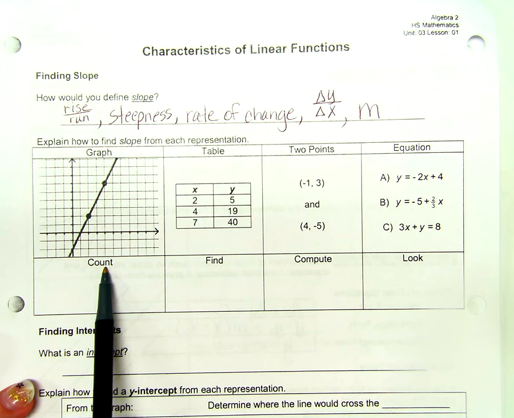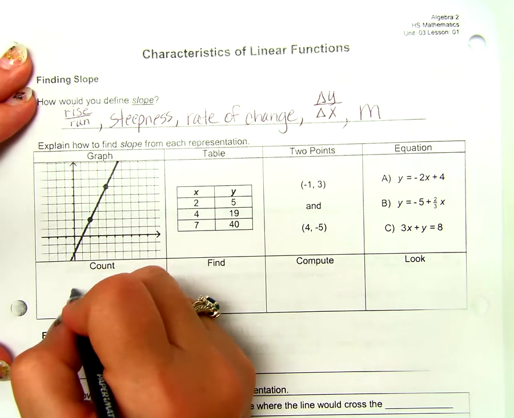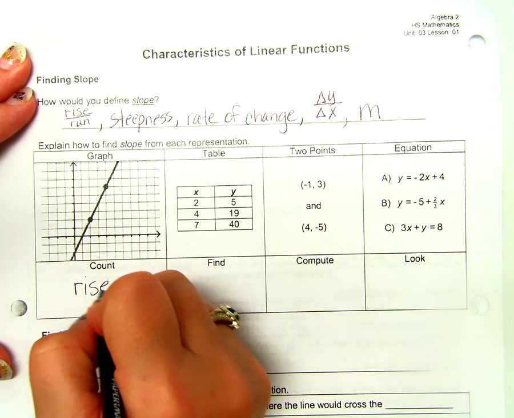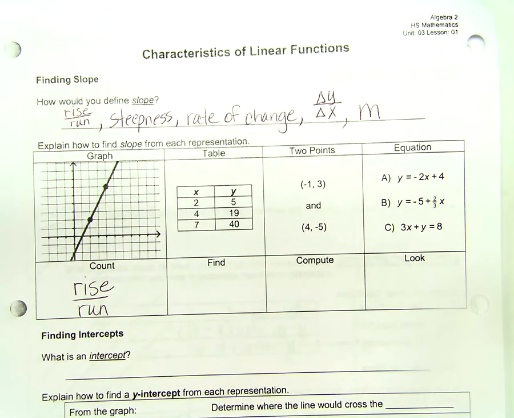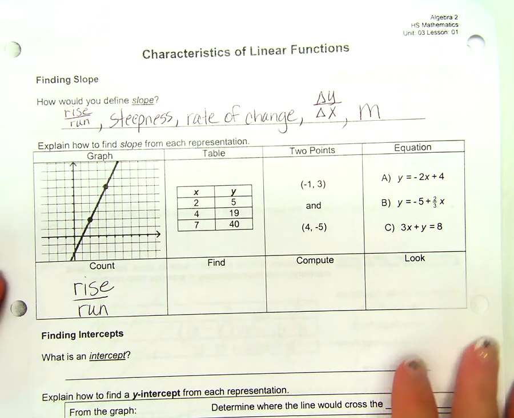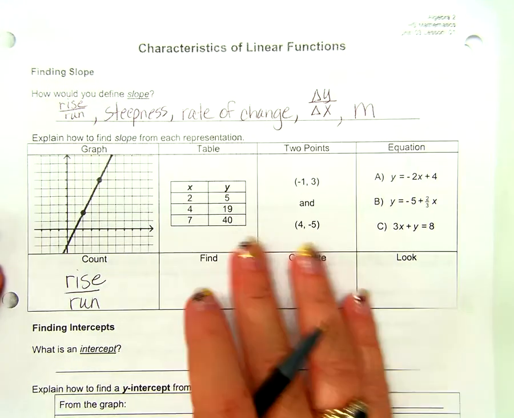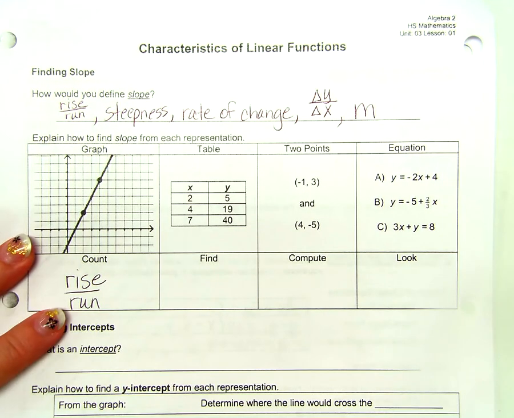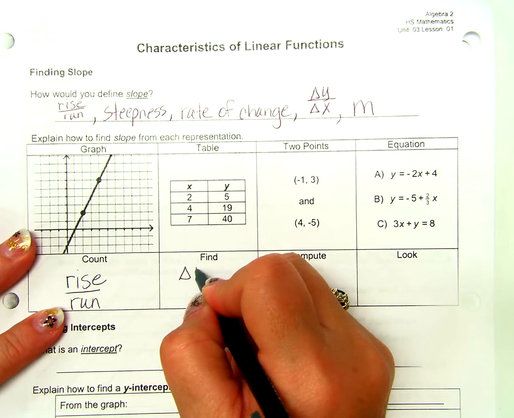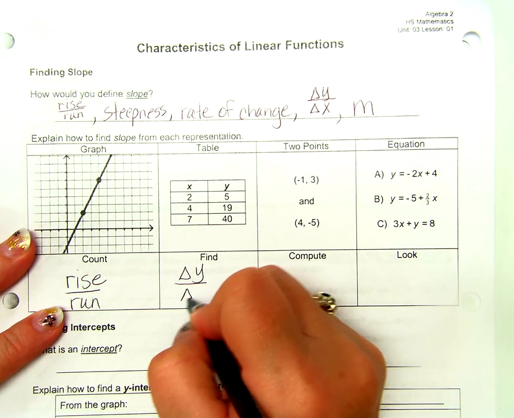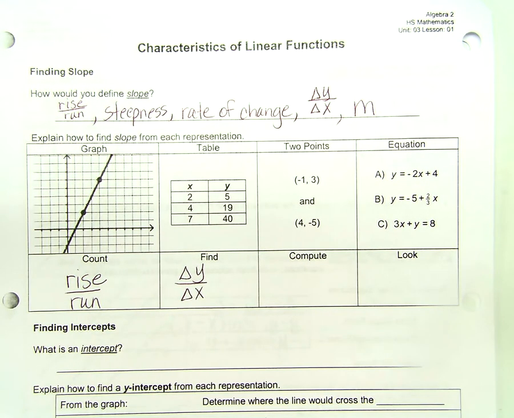We count, right? And you know that because it says... What do we count? Rise over run. If you're given a graph, the easiest way to find the slope is to count it. Okay? If you're given a table, what do you find? Delta y over delta x. Don't get fooled. Okay? It's the change in y's over the change in x's, not the other way around.